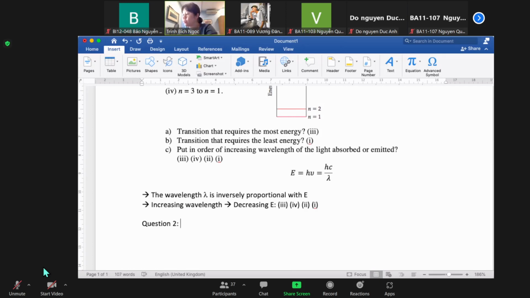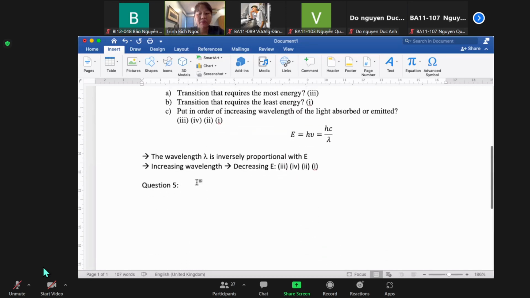So question 2, let me see a little bit. The question 2, 3. I think that we will do the question 5 and 7 before, just to finish these parts of energy transition between different levels. Okay, so let's take a look on question 5.